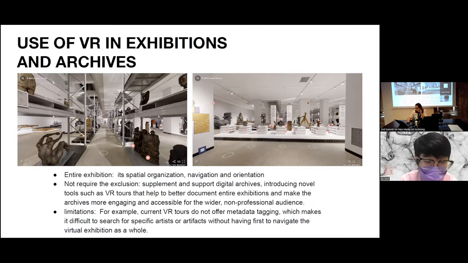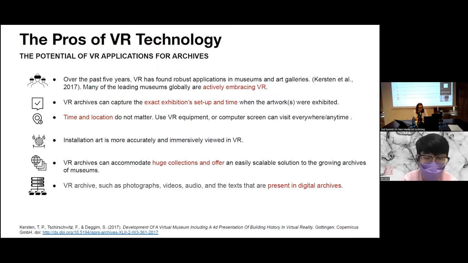It is open source, with the entire exhibition, and it looks really good, with video organization, navigation, and orientation, friendly for both professional and non-professional audiences. People can take the VR tour and have a really good experience of the physical space. But there are also limitations. For example, the current VR tour, such as this online tour, cannot offer metadata tagging, which makes it hard for a general audience to search for a specific artist or artwork. We tried to summarize the pros and cons of VR technology in the context of archives.